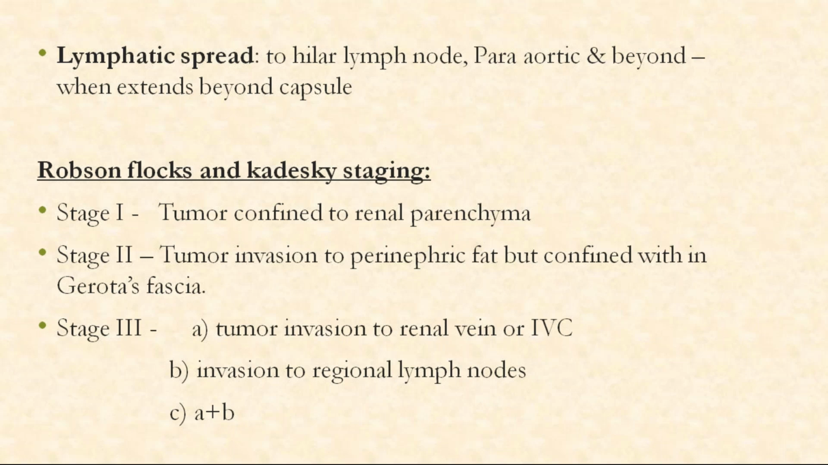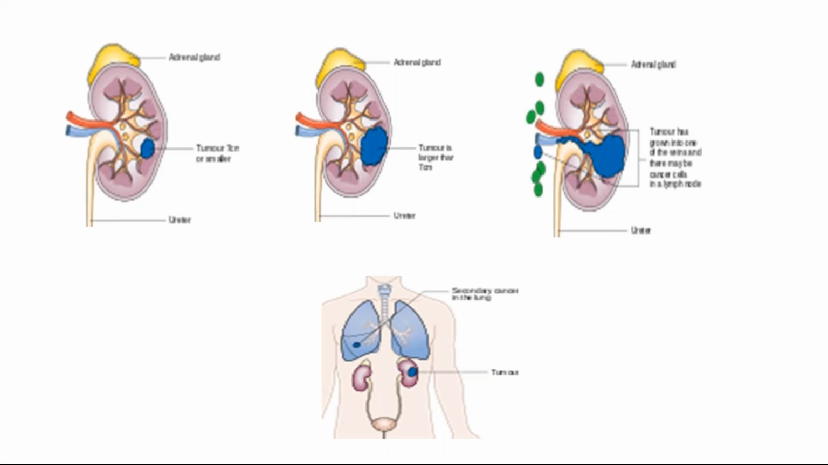What is stage 1? Stage 1 means the tumor is confined to the renal parenchyma. If it is stage 2, the tumor involves the perinephric fat, but not beyond the kidney, that is, within the Gerota's fascia. Stage 3 means the tumor may invade the renal vein or inferior vena cava. Sometimes the regional lymph nodes can also be involved in stage 3. That means both hematogenous spread as well as lymphatic spread; sometimes these two can occur. So these are the different stages.